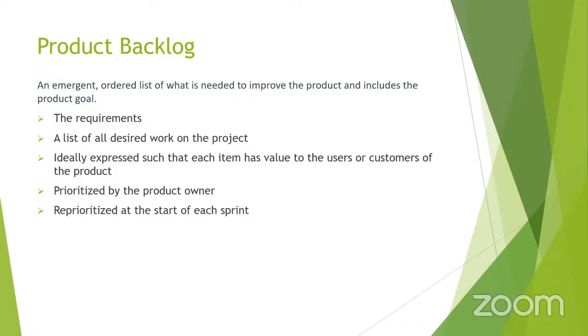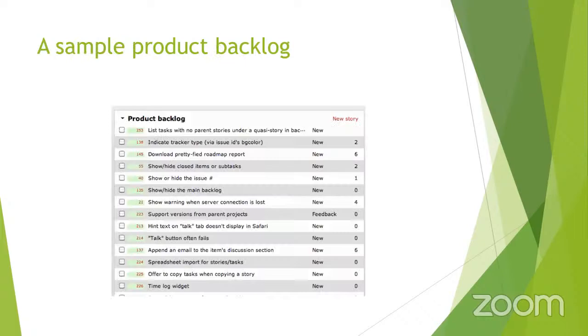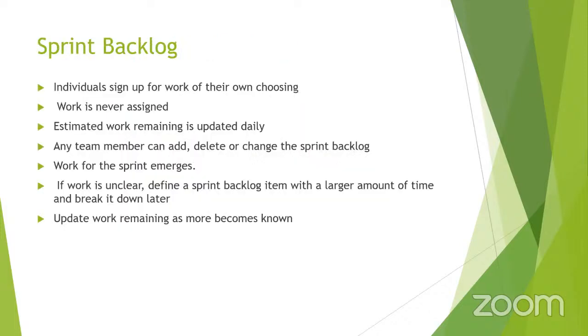It is generally prioritized by the product owner, and it will be reprioritized at the start of each sprint. So let's say this is a sample product backlog. It gives us a story, and you can say whether it is a new task or if you want any refinement of a task that has already been done. There are hundreds of things in the product backlog. And then the sprint backlog means the things that we are picking and choosing from the huge list, all based on priority.